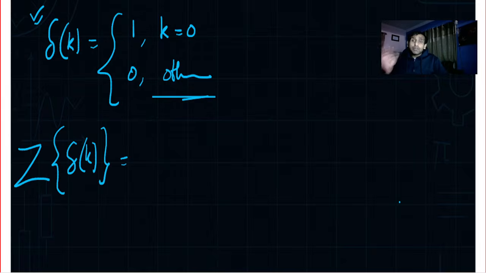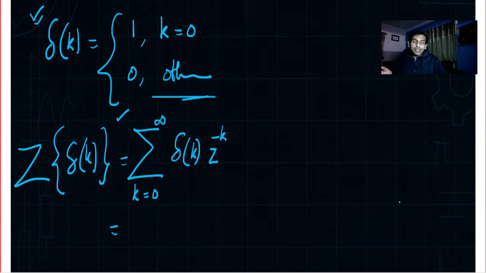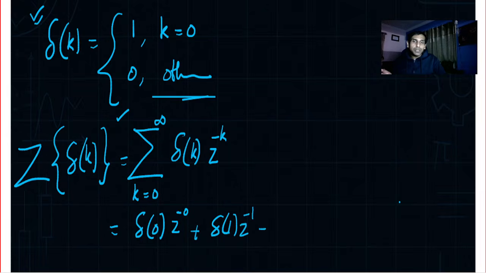Okay, very simple. How do you find the Z transform? Put sigma, write k equal to 0 to infinity. By the way, there is something called two-sided Z transform, but for your syllabus purpose, this is enough. So you take this sequence multiply by z power minus k. So that will be delta 0 multiplied by z power minus 0 plus delta 1 z power minus 1 plus delta 2 z power minus 2 plus etc.